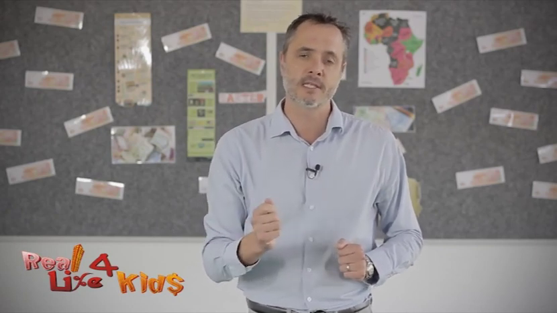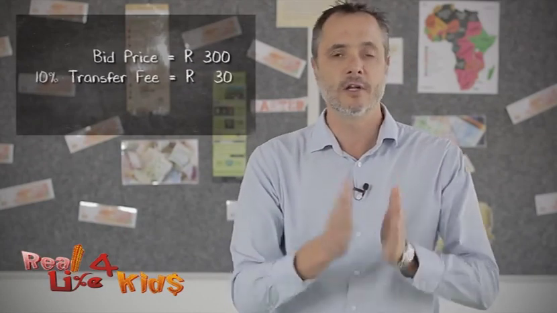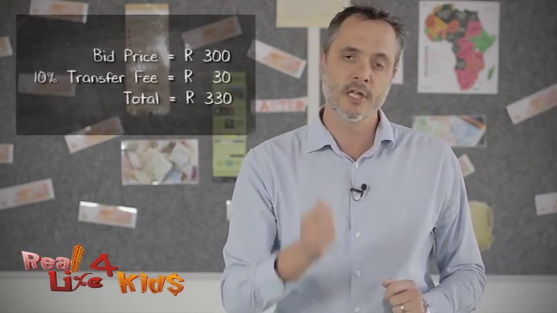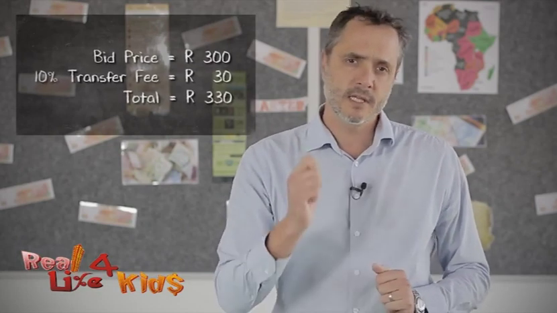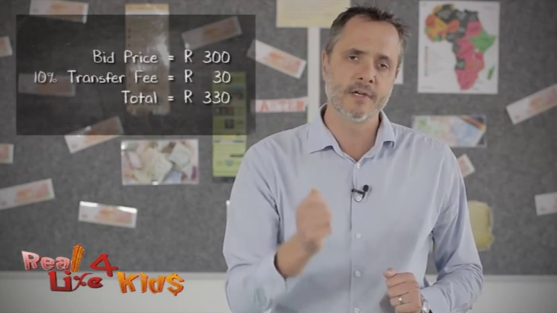It's important at this point to tell you that every child needs to pay a transfer fee of 10% of their purchase price to get their property registered in the deeds book. This means if they win a property for 300 Rand, they have to pay an additional 30 Rand on top of that to ensure that they own the land. This is important to tell them up front so that they know how much money they can bid for.